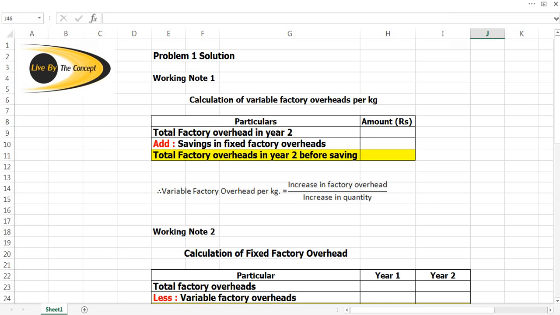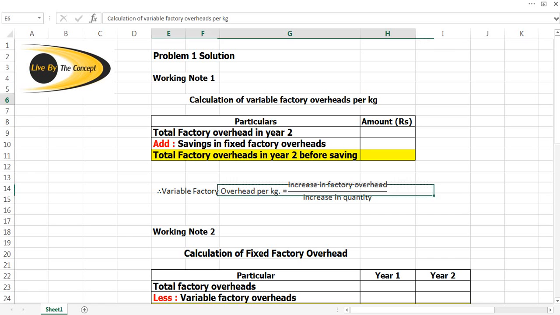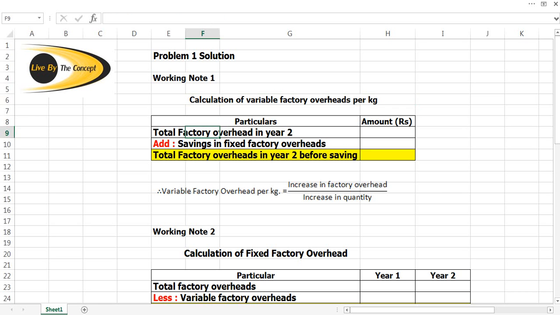So here we have working note number 1, talking about calculation of variable factory overhead per kg. First of all, we will take up the total factory overhead in year 2 which you have incurred. So you have incurred 5,700. Now there was a saving available in the fixed factory overhead, so that's the reason we'll be adding this 300. We need to understand the reason behind the addition of this 300 is that the saving is pertaining to fixed factory overhead. This saving is not pertaining to the variable factory overhead.